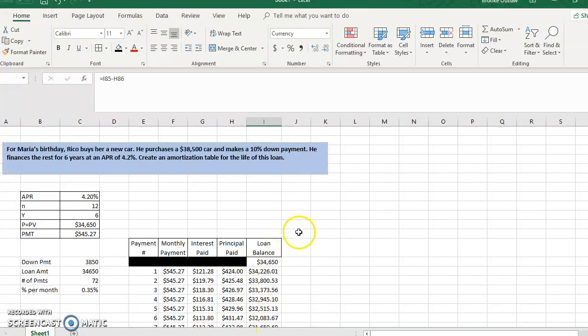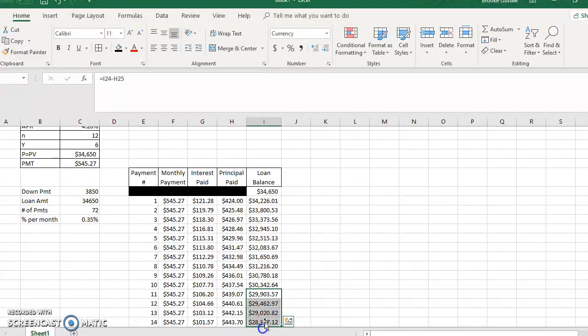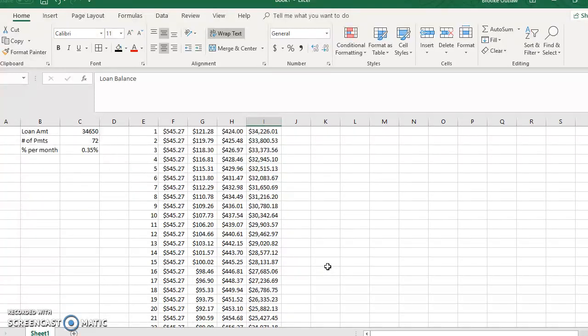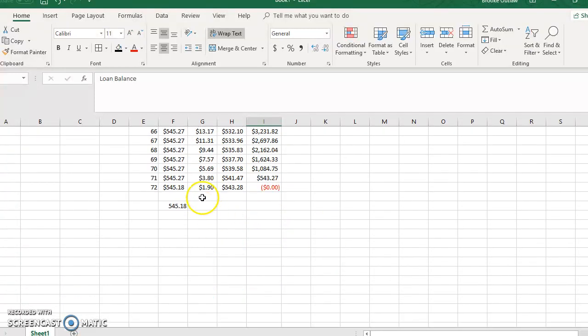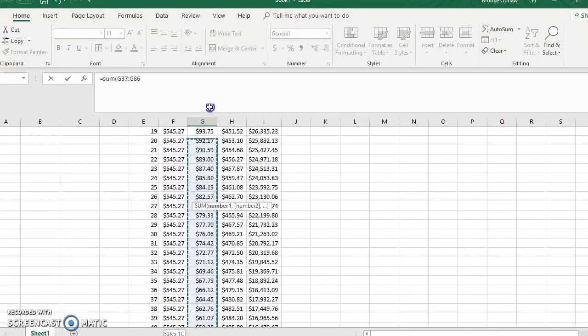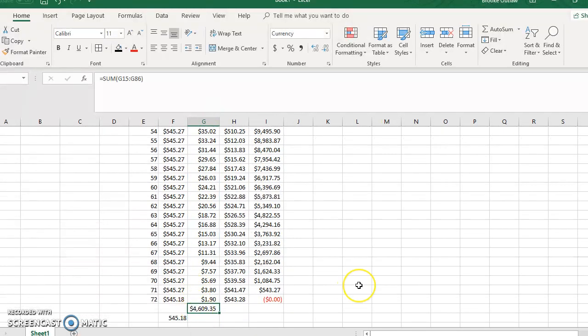And you can see over the lifetime of the loan what Rico's balance is at every single point, how much he's paying towards interest every month, and how much he's paying towards the principal every month. There are ways you can figure out how much total interest he's paid. You can just add up the interest column by taking the sum of all of this. If you add up all of this interest, you can figure out how much interest he's paid. So he's paid $4609.35 in interest.